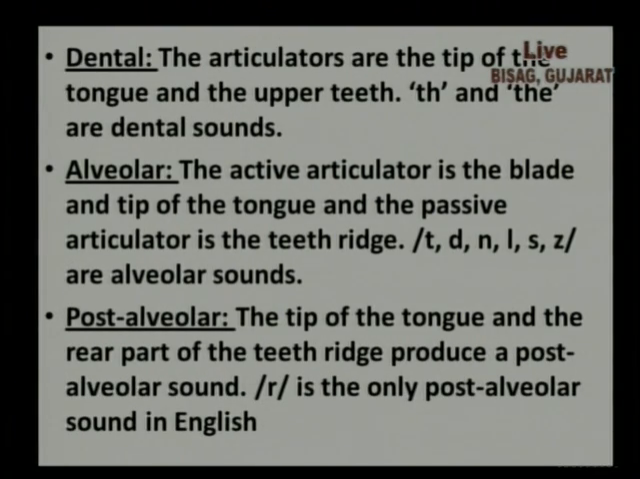Further, we have dental sounds. Now, what are dental sounds? Dental has the articulators as the tip of the tongue and the upper teeth. So, th and th are dental sounds. It's not the way we pronounce th in Gujarati, but th as it is in English. Pranay, give me a definition with both the sounds, th and th.